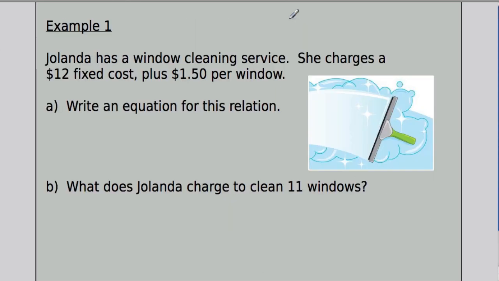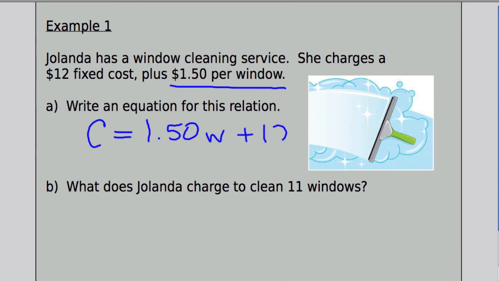Yolanda has a window cleaning service. She charges a $12 fixed cost plus $1.50 per window. $1.50 per window, per one window. So that is the rate. So when we're talking about what she charges, $1.50 per window, and then a $12 fixed cost.